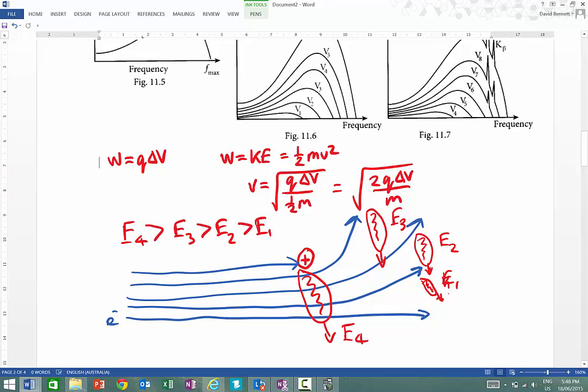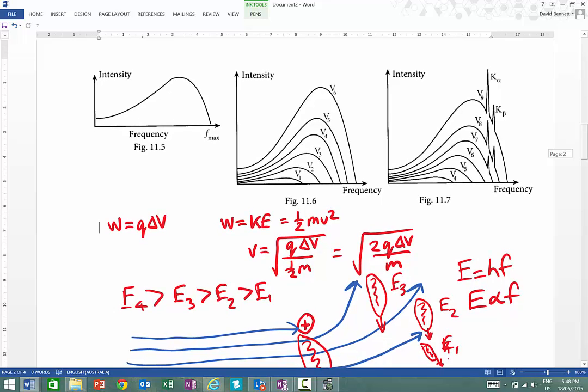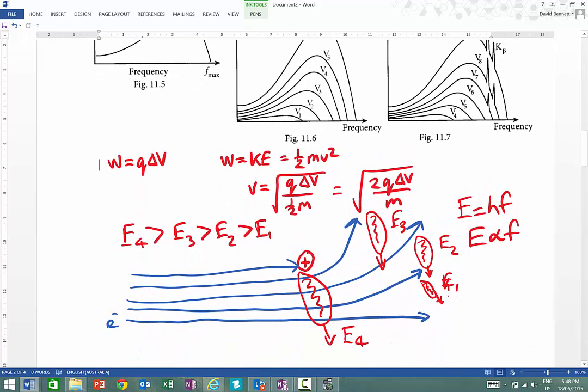So the maximum energy that it can actually have, and we know that energy is directly proportional to the frequency. So if we increase the frequency, we increase the energy. So the maximum frequency of an X-ray that can be produced is when the electron actually hits the nucleus.